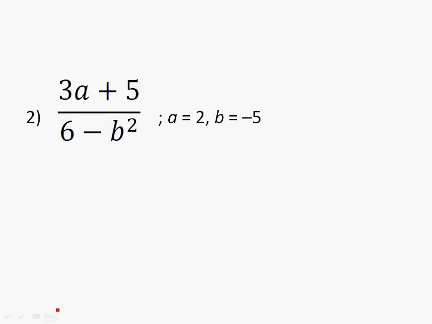Okay, our next one, we're going to do 3a plus 5 over 6 minus b squared when a equals negative 2 and b equals negative 5. Now, another thing you want to remember, fraction bars are like parentheses.